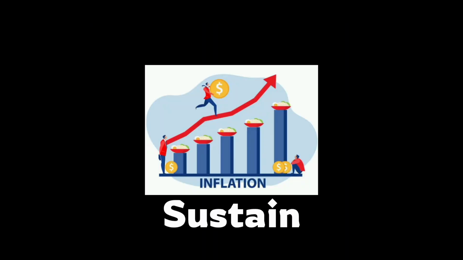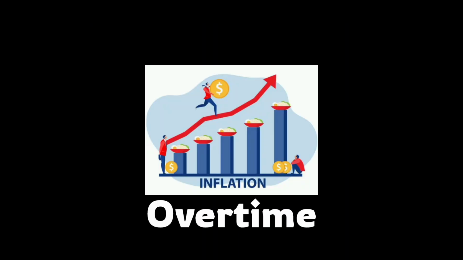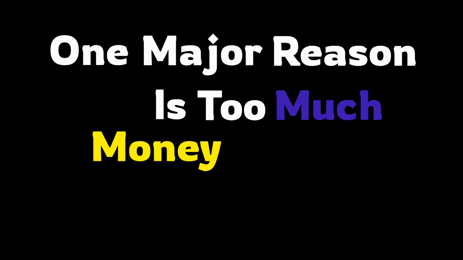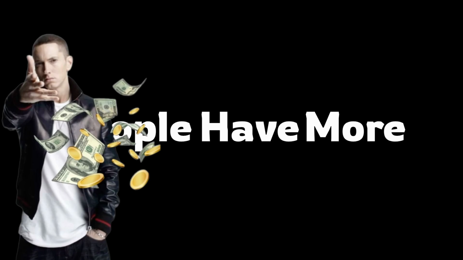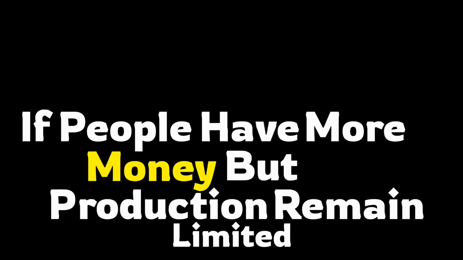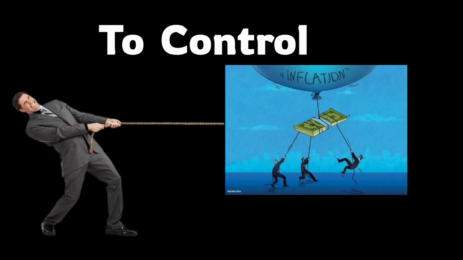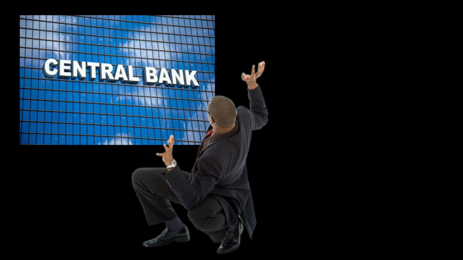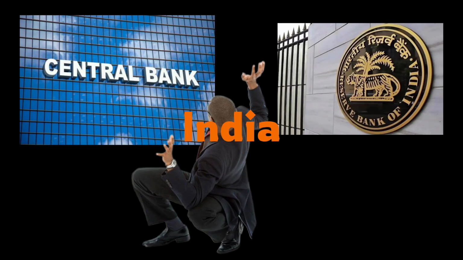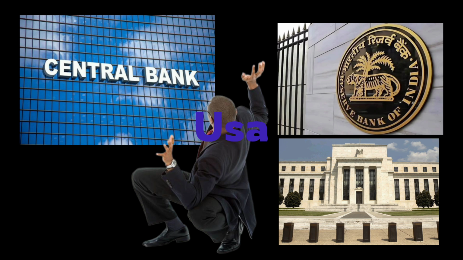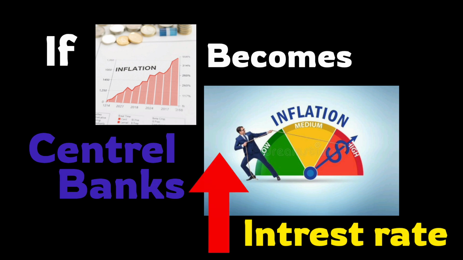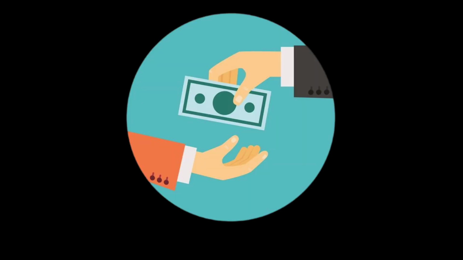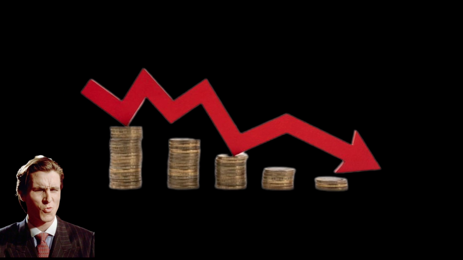Inflation means a sustained increase in prices over time. And one major reason is too much money chasing too few goods. For example, if people have more money but production remains limited, prices rise. To control inflation, countries use central banks like the Reserve Bank of India in India and the Federal Reserve in the USA. And these banks control interest rates. If inflation becomes too high, central banks increase interest rates, loans become expensive, people spend less, inflation slows down.